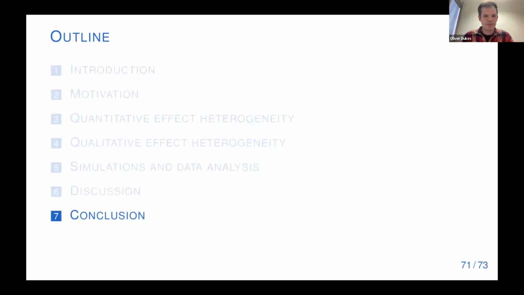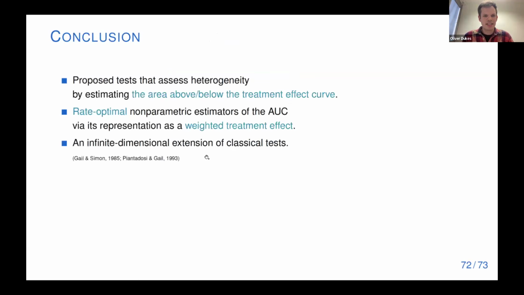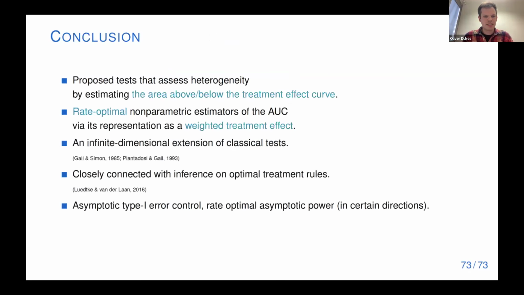So maybe I'm going to skip over the next bit and just say, we've proposed tests that assess heterogeneity by estimating an area above or below the CATE curve. We have rate optimal estimators, and you can think of this as an infinite dimensional extension of certain classical tests. So closely connected with inference on optimal treatment rules.